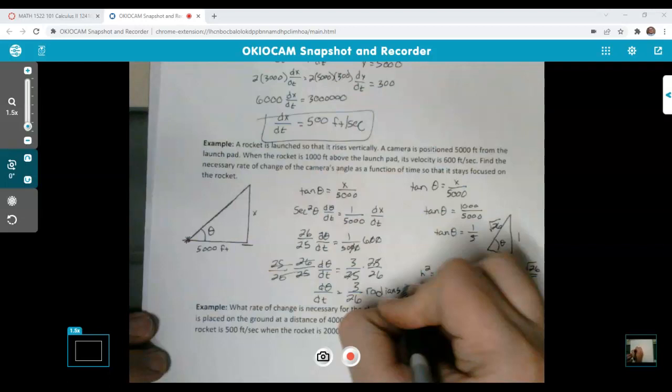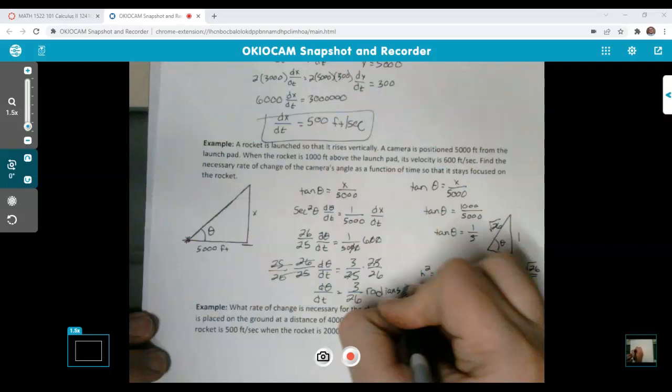So the hardest part here was because they wanted secant squared, and so I needed to first find what that was, right? That was really the hard part here. Everything else is still just find what the rate is, and then plug in what I know to solve for what I don't know. Okay, it's the same thing.